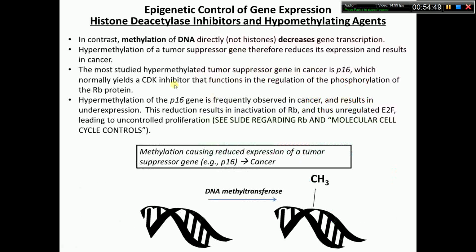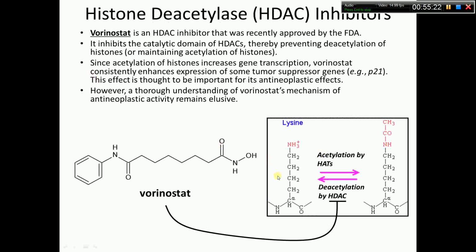First, this is just an example of methylation. The one thing I probably didn't mention is that DNA is methylated through an enzyme called DNA methyltransferase. Up here in this box is one example of what can happen. In some cancers, we have methylation causing reduced expression of a tumor suppressor gene like P16. That could cause cancer because we're reducing the expression of an anti-cancer gene, or tumor suppressor.